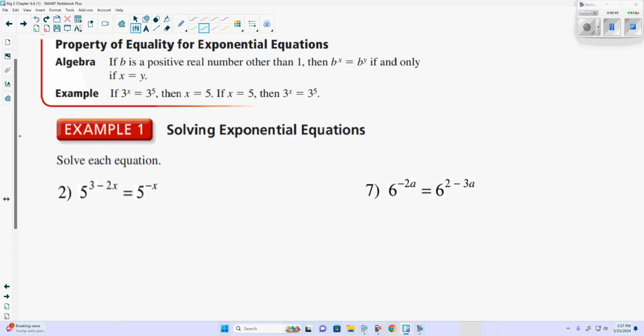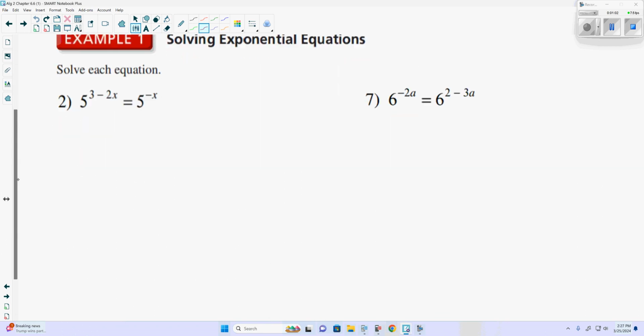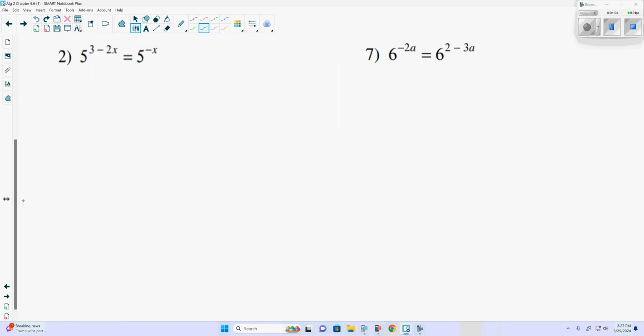Now, they call this the property of equality for exponential equations. It can also be called the one-to-one property. If b is a positive real number other than 1, then b to the x is equal to b to the y if and only if x is equal to y. And really what that is saying is if we have an exponential equation and the base on either side is the same, the exponents have to be equal.